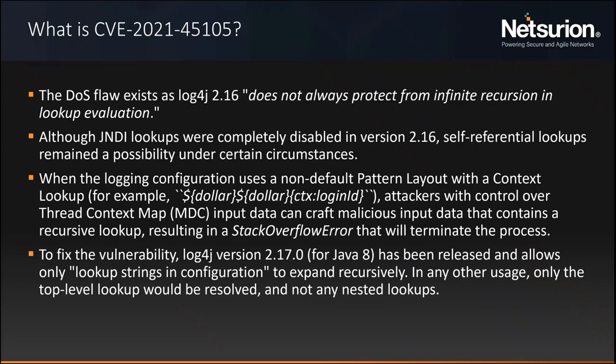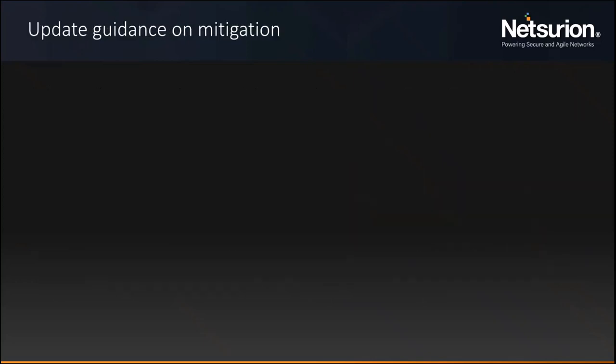And this only allows lookup strings in configuration to expand recursively. Anything else, and only the top level lookup will be resolved, not any nested lookups. And this will prevent a denial of service. You could, of course, avoid all this by simply removing the JNDI class completely, as we had discussed before.